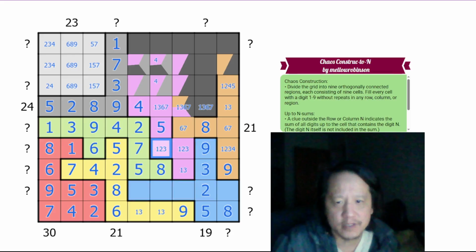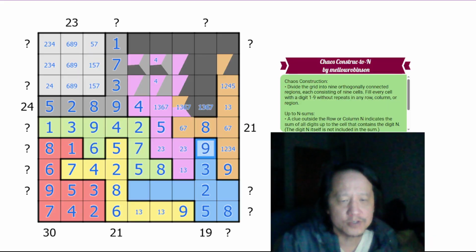This 1 eliminates 1 in the rest of this row. So this can't be 1. This is a 2, 3 pair, which eliminates 1, 2, and 3 in the rest of the row. So this is 4. This 2, 3 pair eliminates 2 and 3 in the rest of the pink region. So this is 1. This can't be 3 because of the 2, 3 pair in the region. This is 4, which eliminates 4 here.